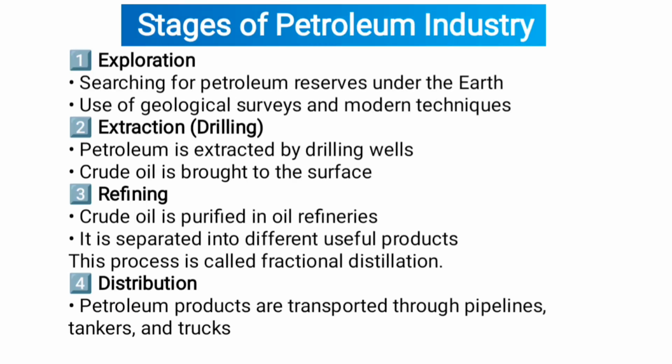Stages of the petroleum industry. First one, exploration: searching for petroleum reserves under the earth, using geological surveys and modern techniques. Second one, extraction: petroleum is extracted by drilling wells. Crude oil is brought to the surface. Third one, refining: crude oil is purified in oil refineries. It is separated into different useful products. This process is called fractional distillation. Fourth one, distribution: petroleum products are transported through pipelines, tankers, and trucks.